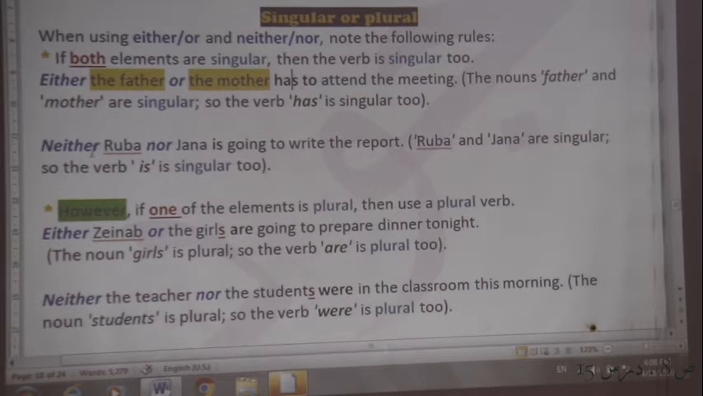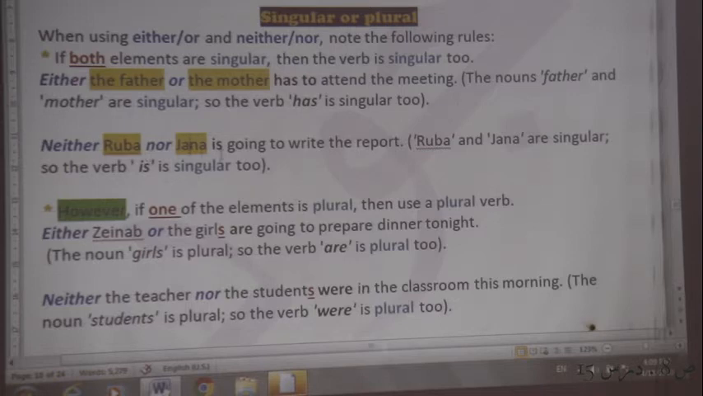Now, another example with neither nor. Neither Ruba nor Jana is going to write the report. Ruba is a singular proper noun, as you know. Jana is also a singular proper noun. In this case, because both elements are singular, the verb is also singular, as you can see, is. So, neither Ruba nor Jana is going to write the report.